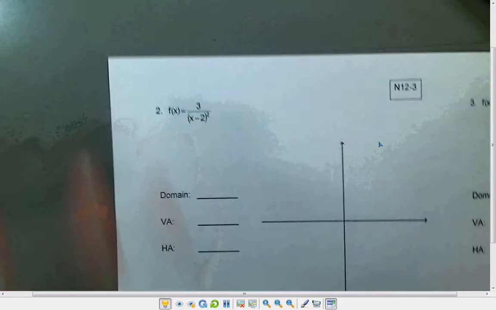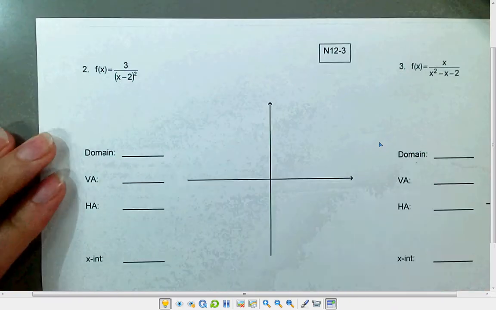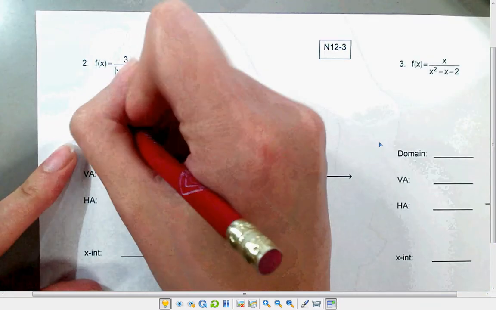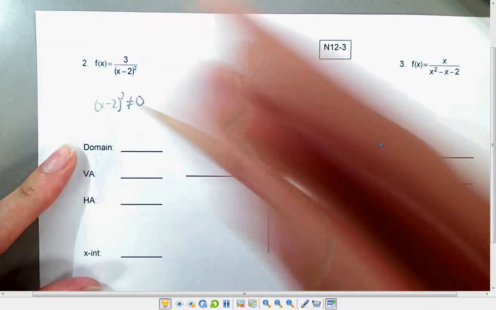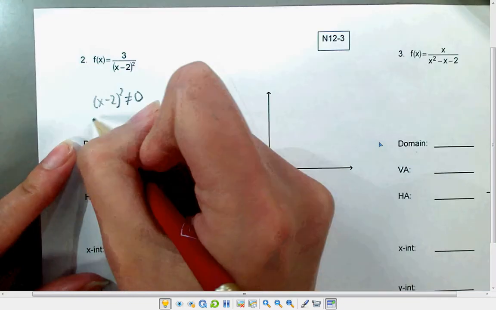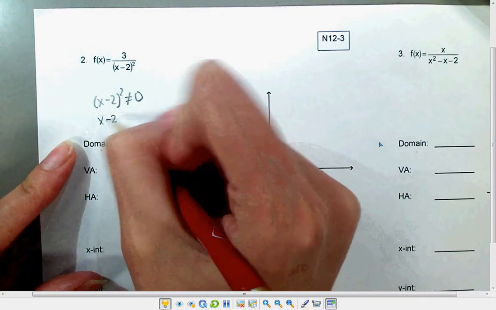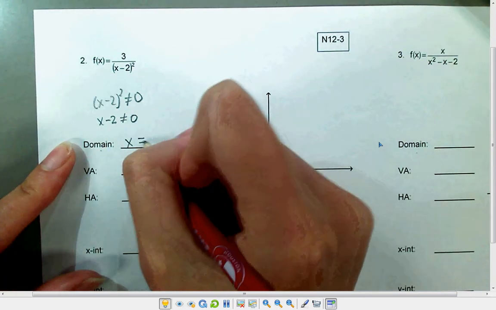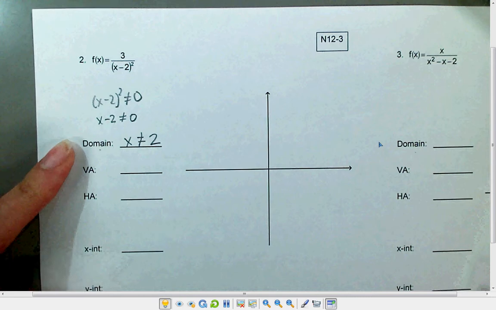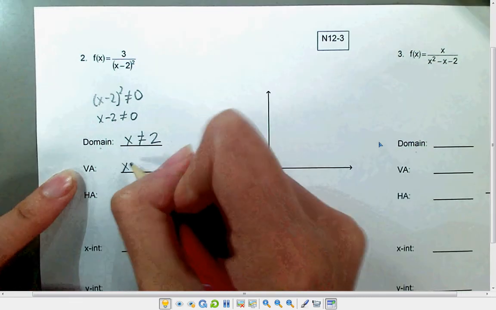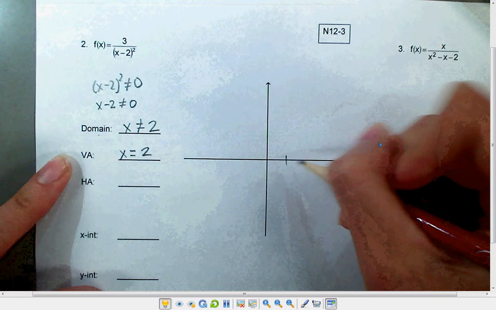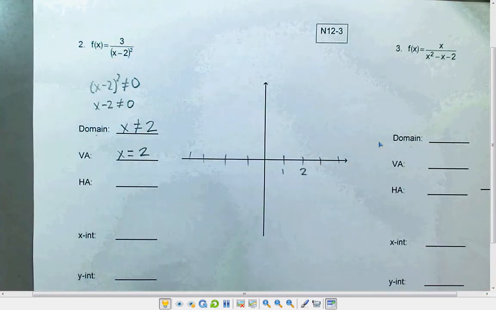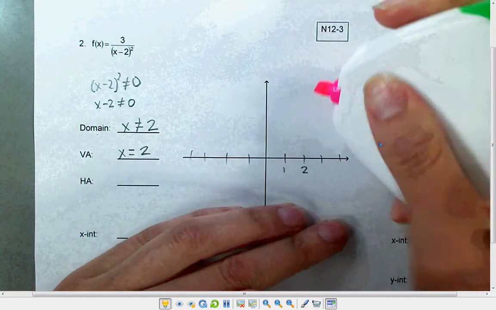So for number 2, step 1, factor. Is there anything you need to factor? No, we're good to go. Let's start off with our domain. So the bottom part cannot equal 0. So x minus 2 squared is the same thing as x minus 2 times x minus 2. So really we just need one of them because they're going to give us the same answer. All right. And when you add 2 to both sides, we know our domain is x cannot be positive 2, which means our vertical asymptote is x equals 2. So I can already start off by drawing my vertical asymptote at 2.